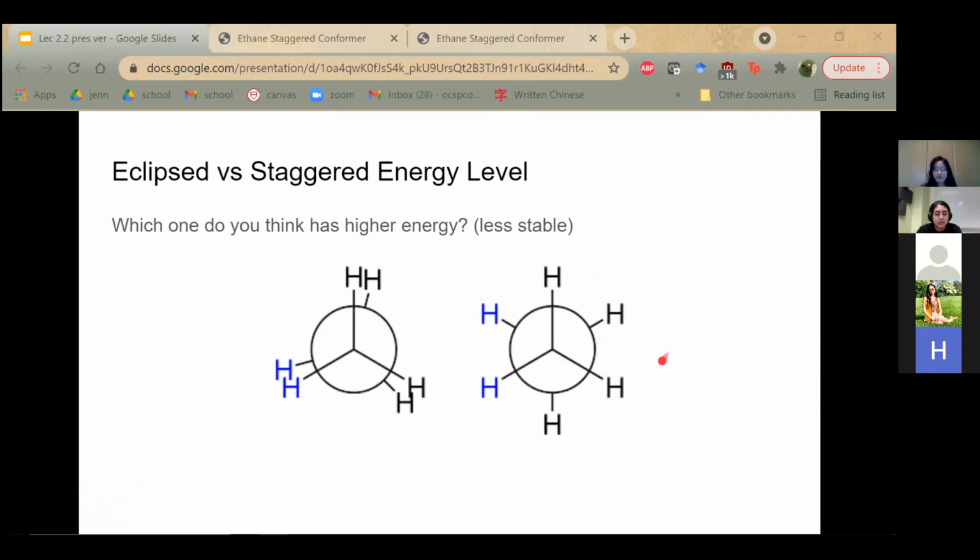So if electron clouds repulse each other, does that mean that the eclipsed has higher energy? Exactly, you're exactly right. Because in the eclipsed conformation, these hydrogens are closer together, and in the staggered, we managed to space them apart more. So the staggered is going to be your lower energy, and the eclipsed is going to be your higher energy. And so we can draw this out in an energy diagram to show what that means.